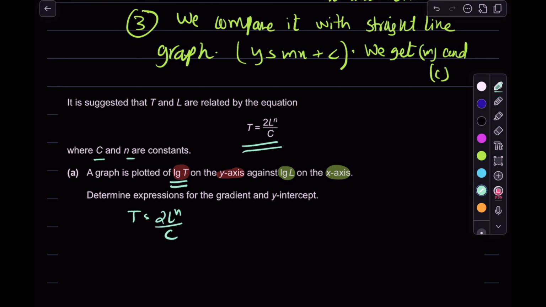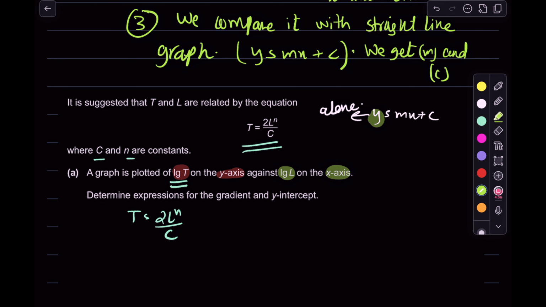So what do we do? Our first step is basically taking logs on both sides after we make t the subject, because in the equation of the straight line, which is y is equal to mx plus c, y is alone. So our y-axis term should be alone. My y-axis term is basically lgt, and t is already on the left hand side. So that solves a part of the question.